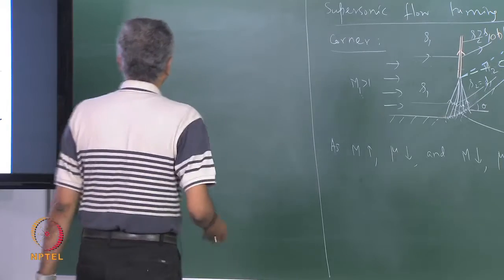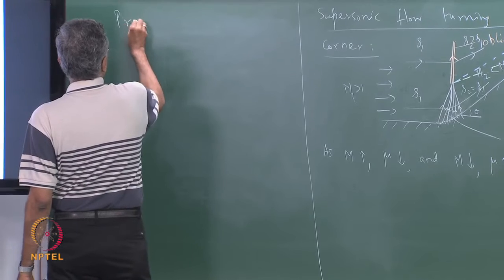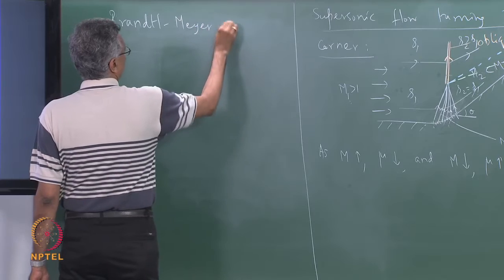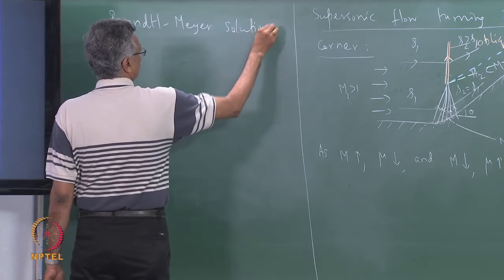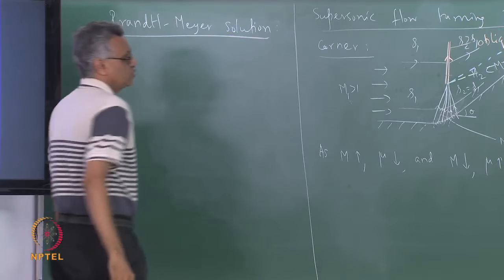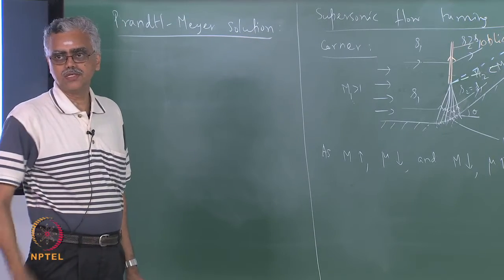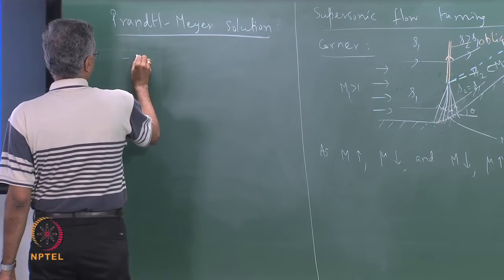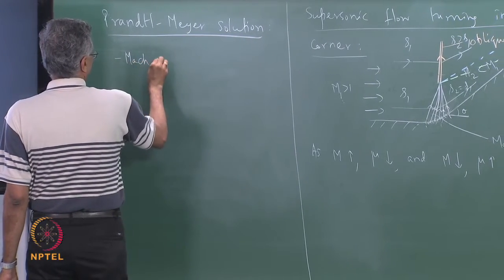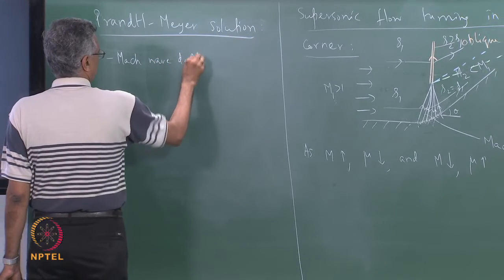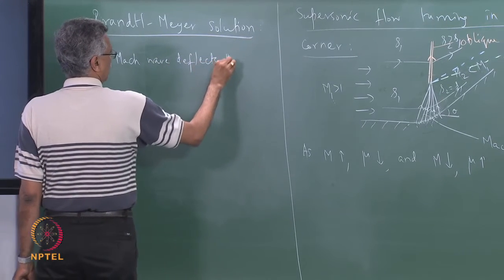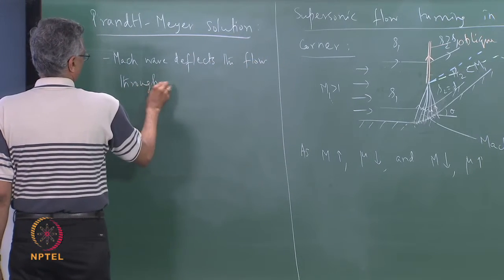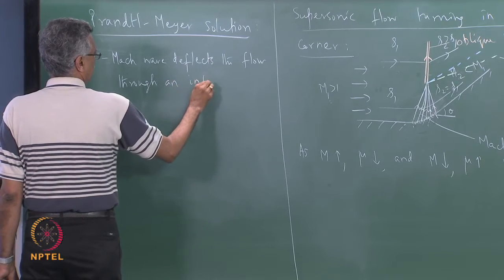So, what we are going to do next is discuss solutions to this problem, which were first proposed by Prandtl and Meyer. The solutions that we are going to derive rest on the following important aspects: each Mach wave deflects the flow through an infinitesimally small angle.